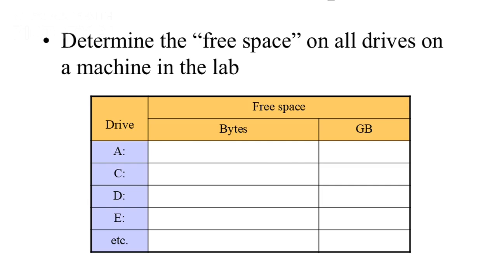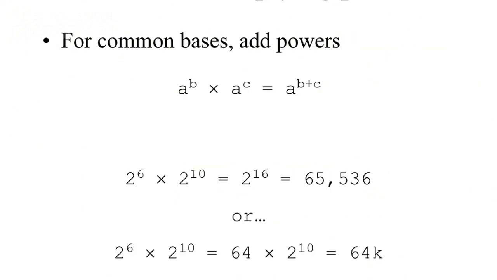Now, let's determine the free space on all drives in a machine. Record the values in both bytes and gigabytes. When multiplying powers with the same base, simply add the exponents. This rule simplifies calculations significantly.